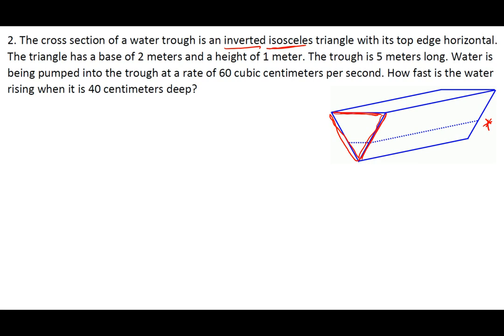The triangle has a base of 2 meters and a height of 1 meter. The trough is 5 meters long. Water is being pumped into the trough at 50 cubic centimeters per second. How fast is the water rising when it is 40 centimeters deep?